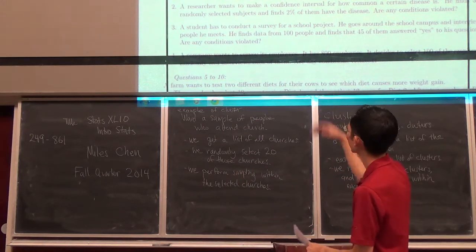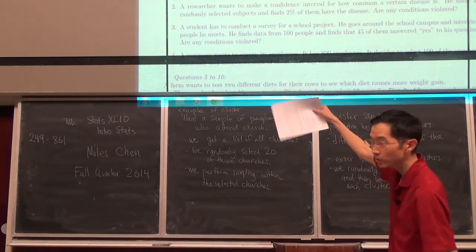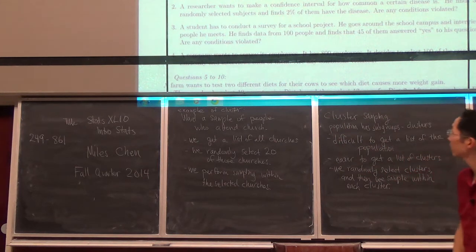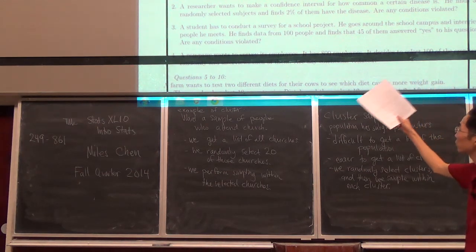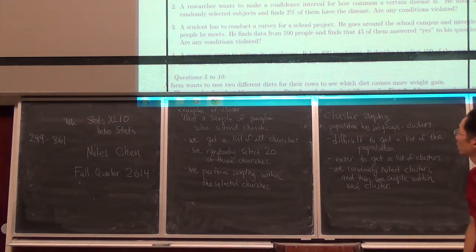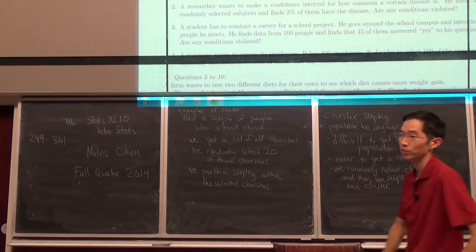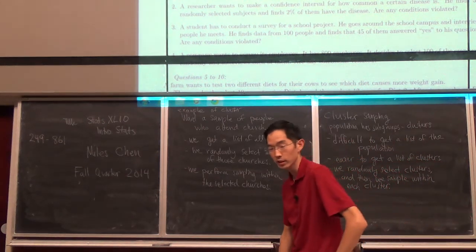So for example, let's look at problem number 3. It says a student has to conduct a survey for a school project. He goes around the school campus and interviews people he meets. He finds data from 100 people and finds that 45 of them answered yes to his questions. Are any conditions violated in this example?